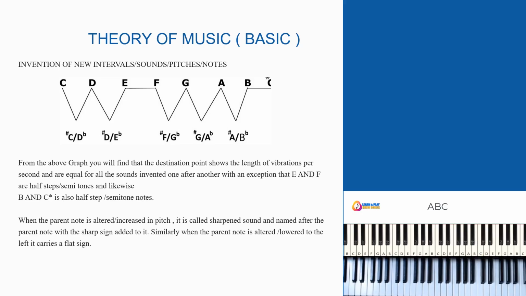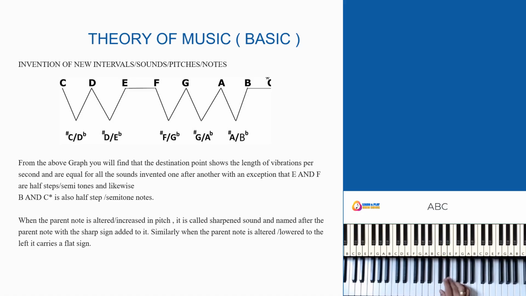This made the theory of music easy to understand, so that intervals are very easily understandable. How? If you skip this black key, suppose C to D means you have skipped one sound. So that's called the interval.